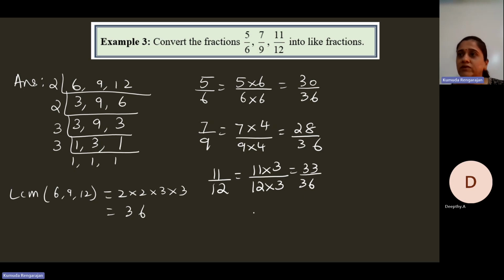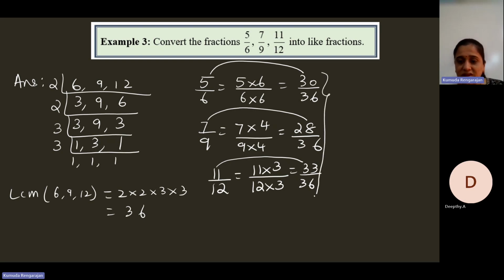Okay. So we've converted them to like fractions. So 30 by 36, 28 by 36, and the third one. Sorry, they're not equivalent fractions. Each fraction and its converted form are equivalent fractions. But these three fractions are like fractions, not equivalent fractions. They are like fractions because they're showing the same denominator, 36, everywhere.